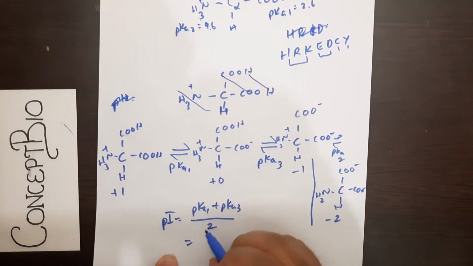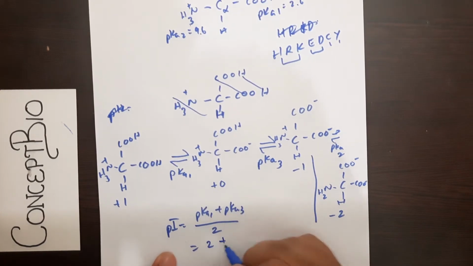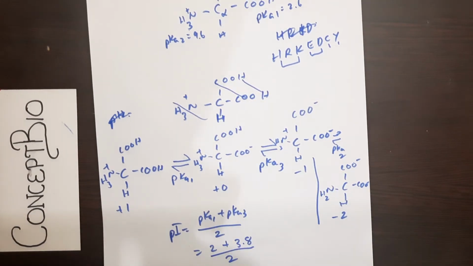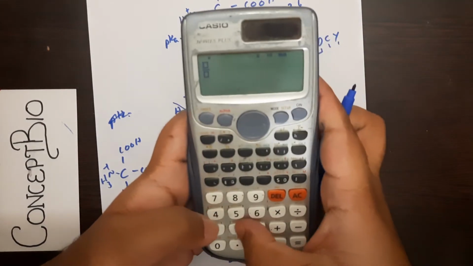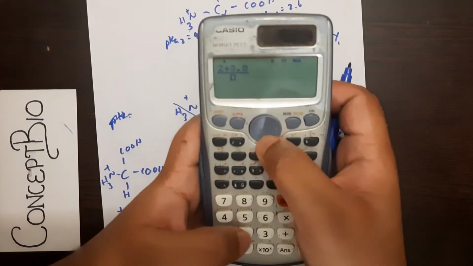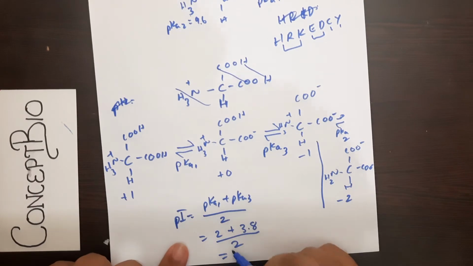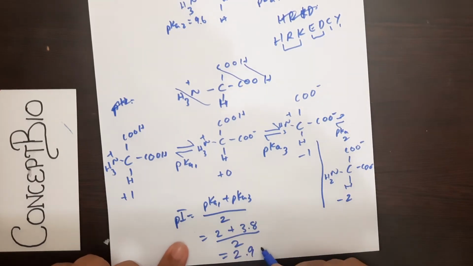So over here, pI is equal to pKa1 plus pKa3 divided by 2. So that will be equal to 2 plus 3.8 divided by 2. So 2.9. The pI for this is 2.9, and that is the answer.